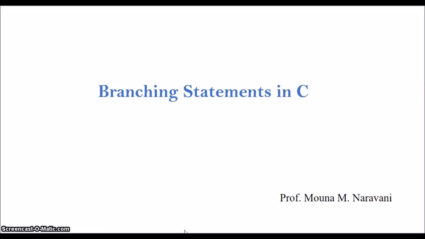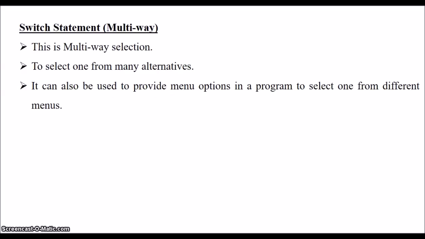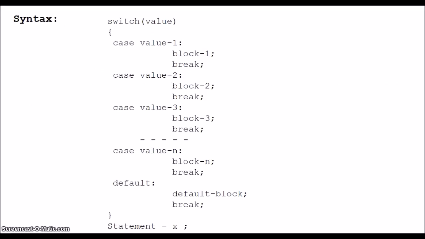In this video, we'll be learning the last branching statement, that is the switch statement. So let's check what a switch statement is. Switch statement is another multi-way selection where you select one from many alternatives. Switch statement can also be used to provide menu options to the user, where the user is going to select one from different menus. Let's check the syntax.